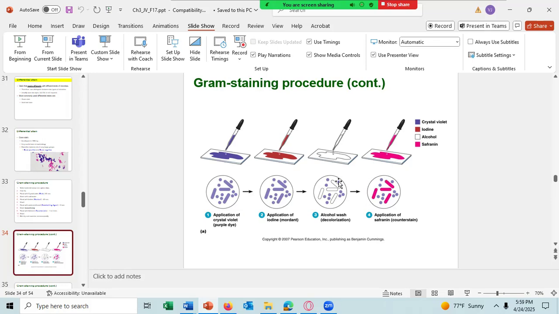I don't know if I mentioned the decolorizing step will make the gram-negative cells clearish in color. And so the safranin just adds color to them so you can see them easier, because they'll have a deeper contrast between the cell and the background of the slide. Any question about any of that?